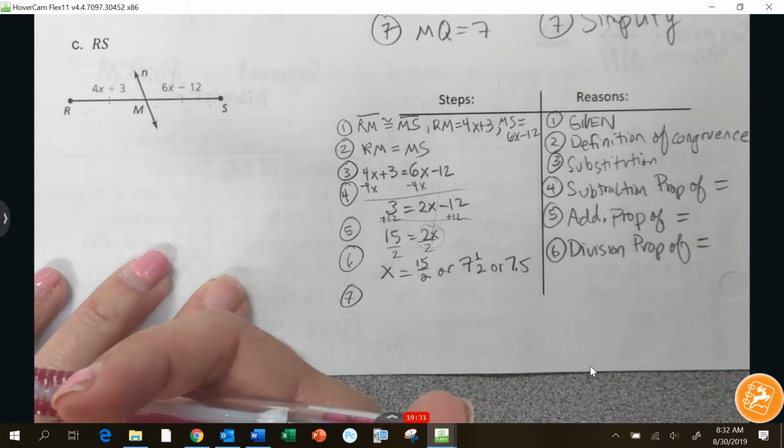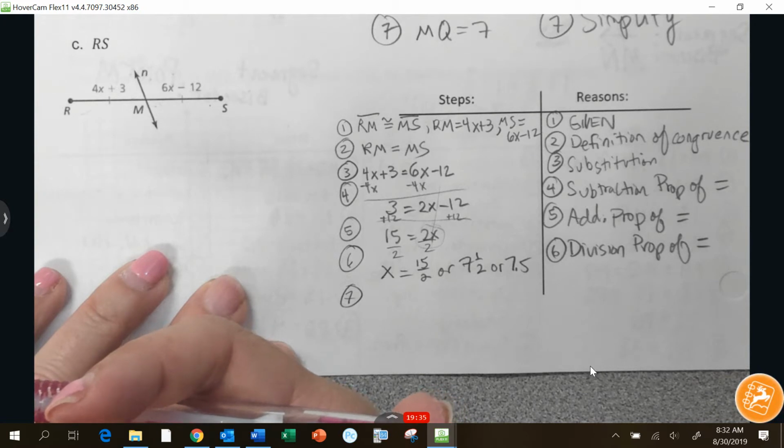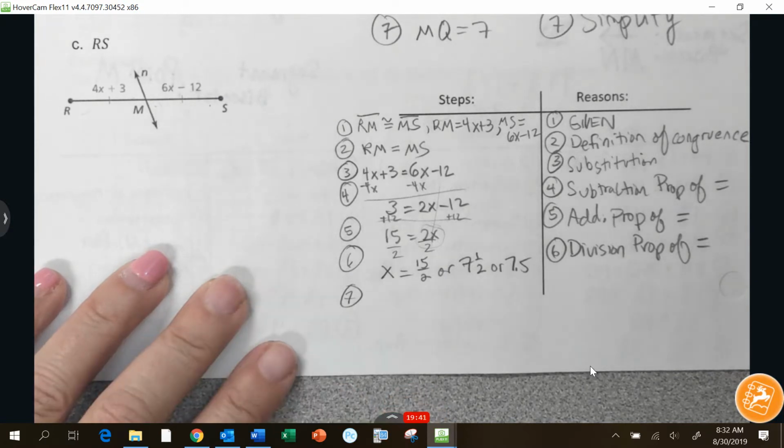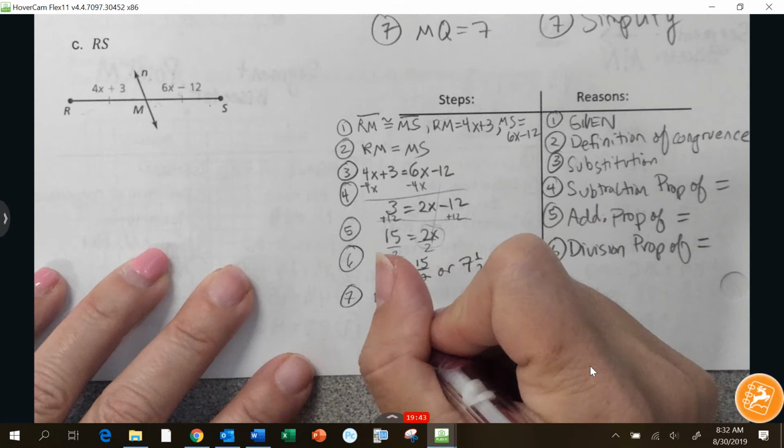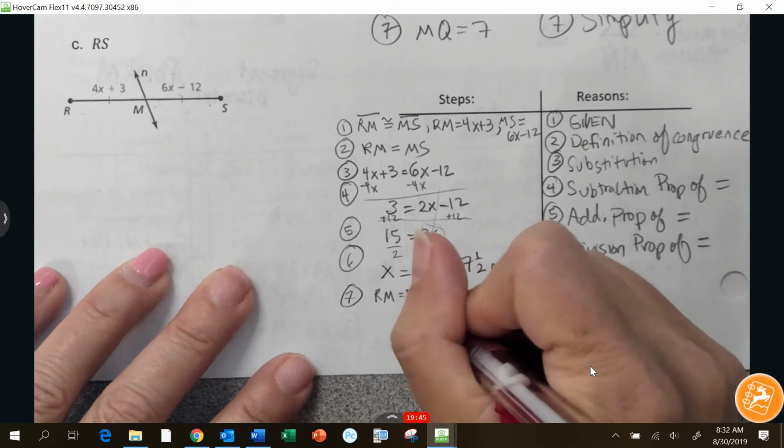John? We could substitute the x for 7.5. For RM, it would equal 4 times 7.5 plus 3.